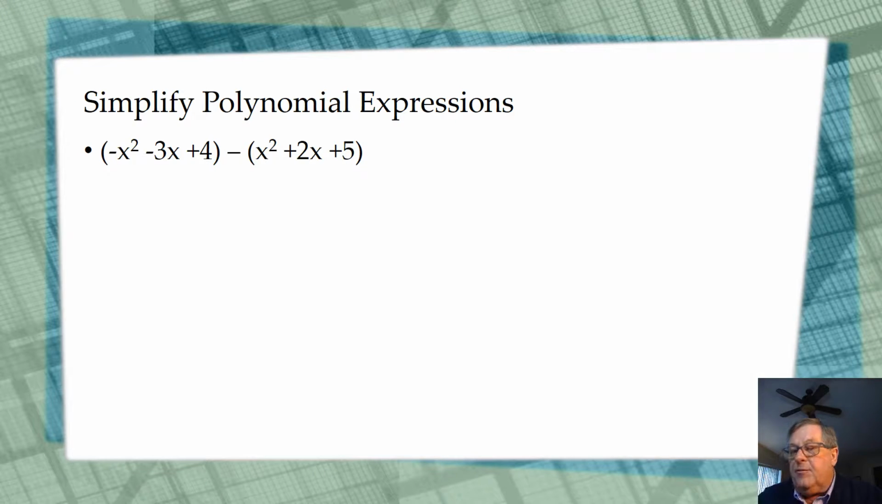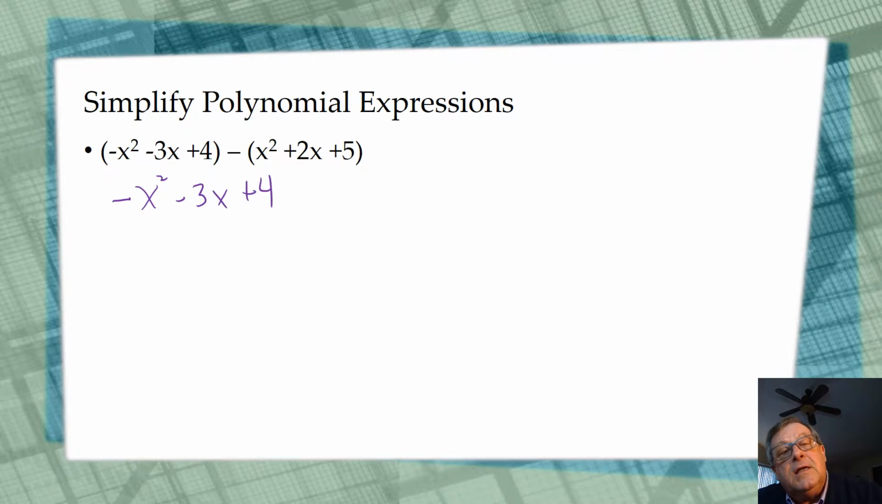Now when we're simplifying these polynomial expressions, we can set them up in vertical form or we can handle them horizontally. I'm going to set this particular one up in vertical form, which is actually the form I prefer anyway. So let's rewrite this then as negative x squared minus 3x plus 4. And then we are going to subtract from that x squared plus 2x plus 5.